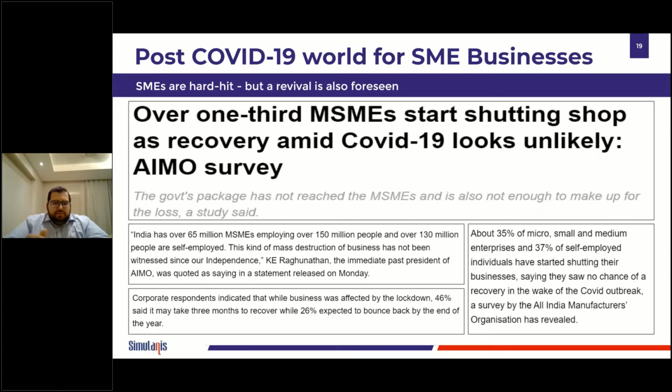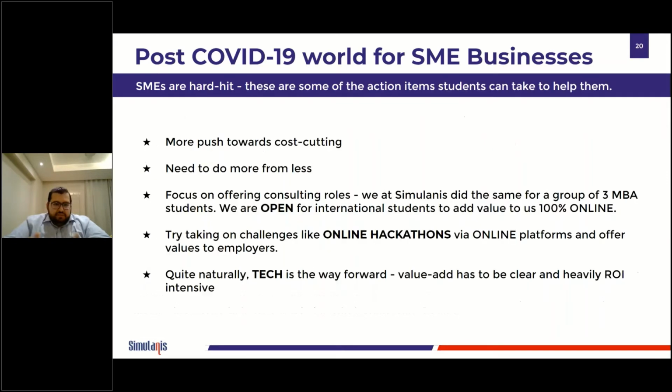And in terms of the bounce back recovery, that's also not a very good scenario. And in terms of the outlook for the future, I still feel that the recovery for MSMEs is going to be longer as opposed to the corporate sector in India. There is a lot of push towards cost cutting. There is a need to do more from less. So that basically means that if people are trying to cut short their number of employees, then they will need fewer people to do more of the jobs, and that can only happen if there is more automation.